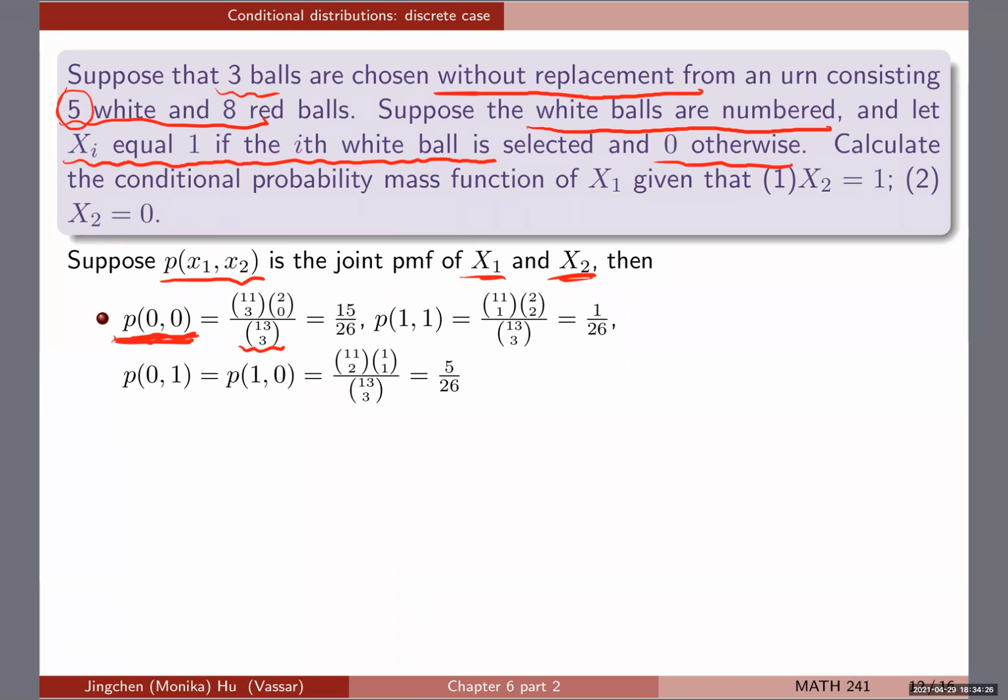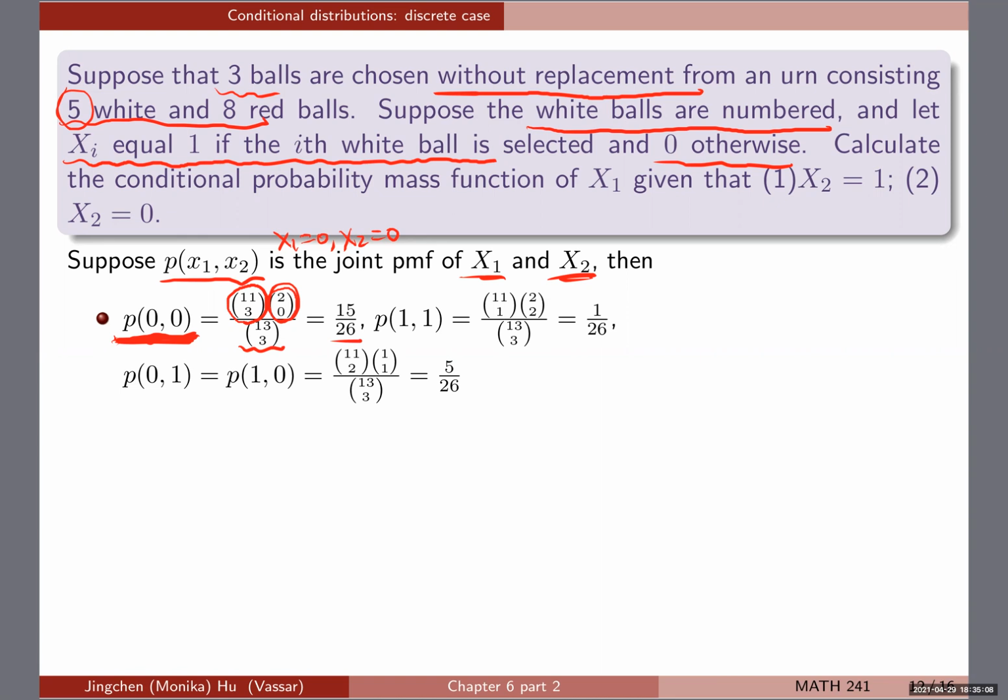That's good. Now notice that we have X1 equals 0 and X2 equals 0 in this case, meaning that both of the first 2 white balls are not selected. So the number of ways to make that happen is that we don't choose any out of the 2, which is 2 choose 0. And then we have 11 balls left, because we are not choosing the 2 white ones, so 13 minus 2 is 11. You choose all 3 balls out of the 11, which gives you 15 over 26.